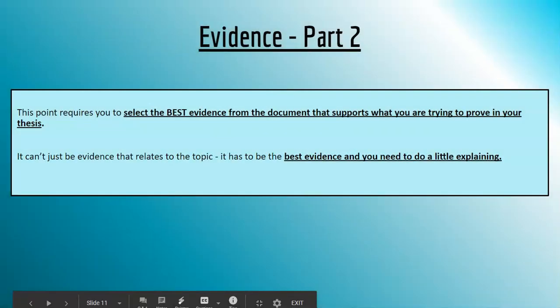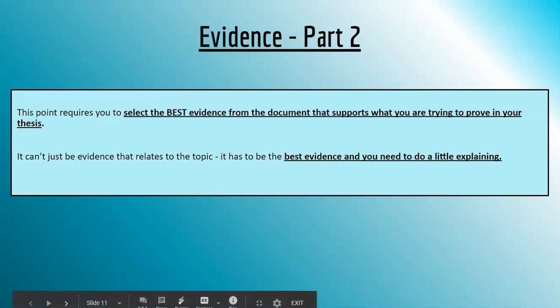So the way to earn the second evidence point in a DBQ is when you are able to not only select the best evidence from the document that supports what you're trying to prove in your thesis, you also explain it in a little bit more detail. So for evidence point 1, as long as the evidence that you presented related somehow to the Mongols in Eurasia, even if it didn't support your thesis at all, that still gets you the point. The second point is harder to earn because this is where you have to bring in the best evidence from the document to support your thesis, and you have to do a little explaining with it.